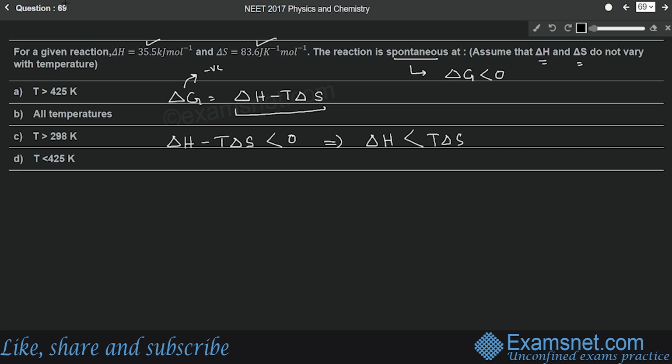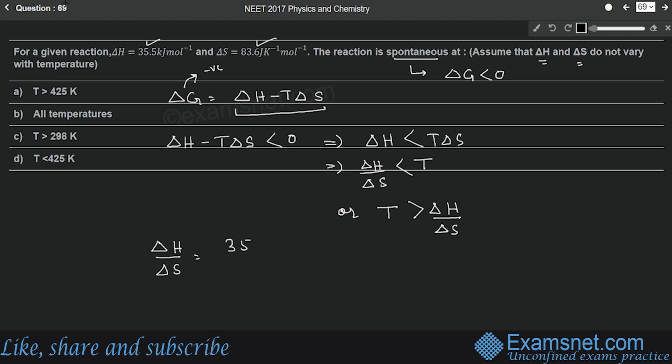Okay. Now we can bring delta S on the left side. So it will be delta H divided by delta S should be less than the temperature, because now we can relate it with the temperature. Or we can write that temperature should be greater than the value of delta H by delta S. So now here both the values are given. Let's put the values.